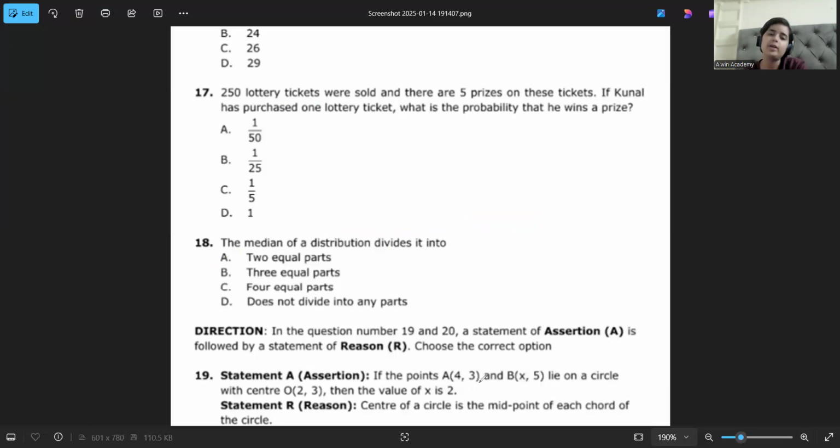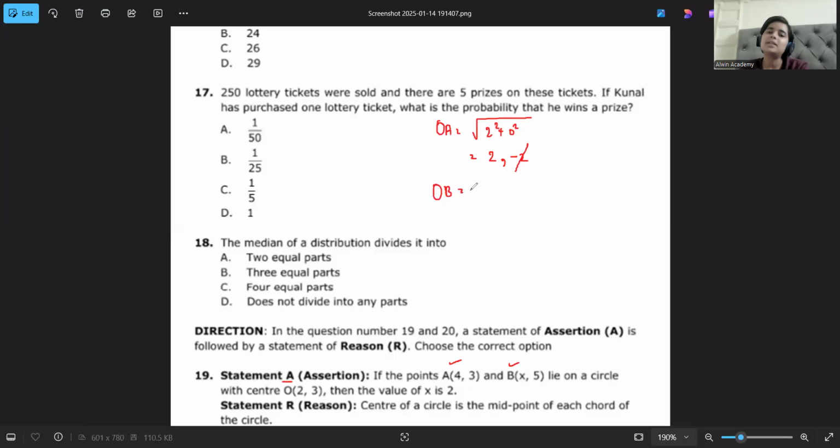Going to the next question. Assertion reasoning. If the points A (4, 3) and B (x, 5) lie on a circle with center O (2, 3), then the value of x is 2. Now, if these 2 points lie on a circle, we can say that the distance from point O would be equal because we have the radius here. Firstly, I find length OA using distance formula. It would give me root of (4 minus 2) square, that is 2 square, plus (3 minus 3) square, 0 square. So 2 square is 4, root 4. We can have either 2 or minus 2. Since distance cannot be negative, minus 2 is rejected. So OA is 2.